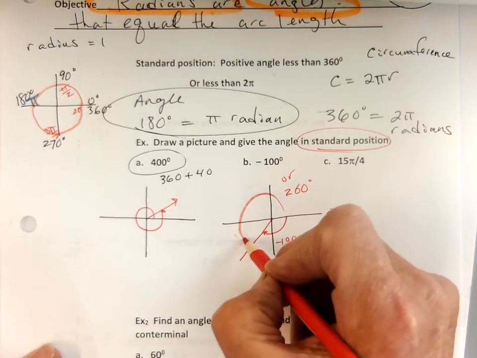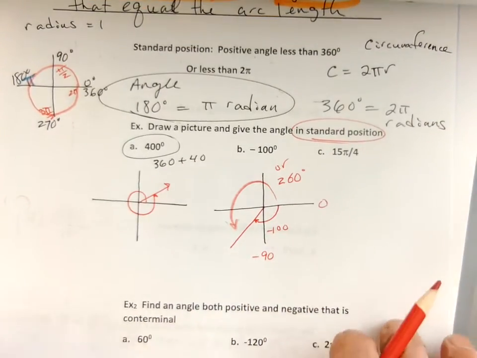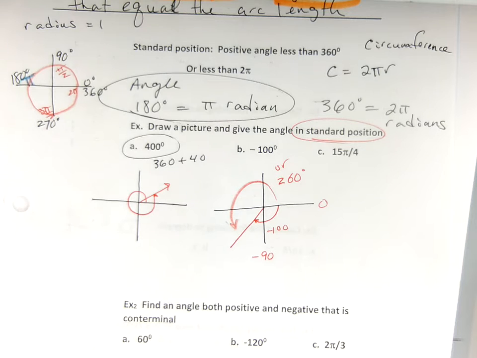How did I get the 260? Come on, thinkers, smart kids. Why are these two angles the same? Yeah, it's just backwards the other one, right? Negative 100 or 260 gives me the same spot. You guys agree with that? Same spot, right?